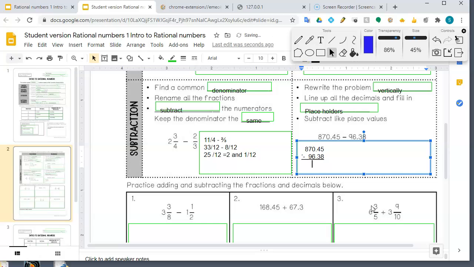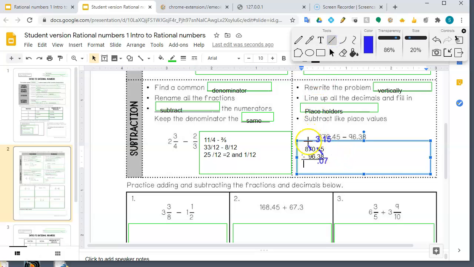And we're just going to look where we need to borrow, where we need to regroup. Alright, so I'm going to notice here I'm going to need to regroup. That 4 is going to become a 3, and that's going to become 15. So 3, 15. 15 minus 8 is 7. 3 minus 3 is 0, so it's going to be 0.07 on the end there.